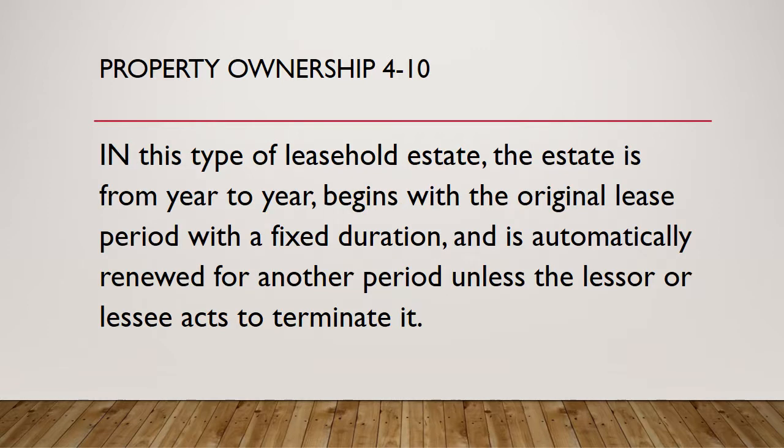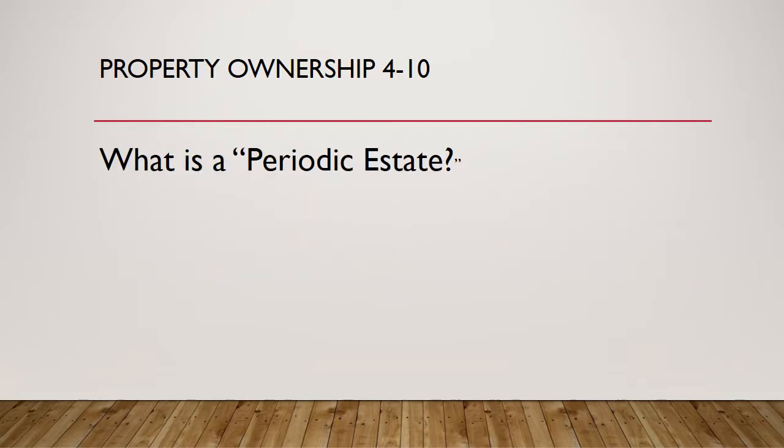Question 10. In this type of leasehold estate, the estate is from year to year, begins with the original lease period with a fixed duration, and automatically is renewed for another period unless the lessor or lessee acts to terminate it. What is a periodic estate?